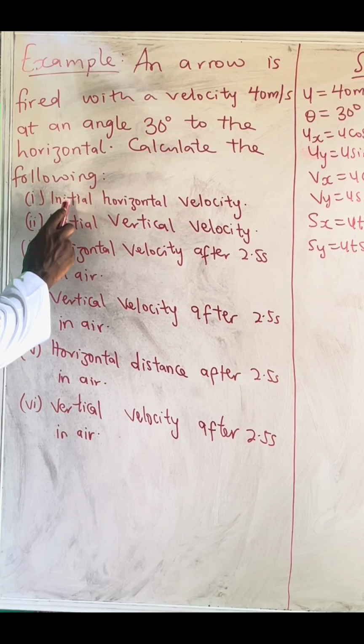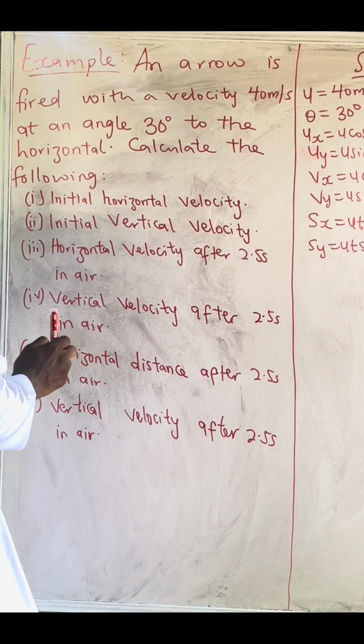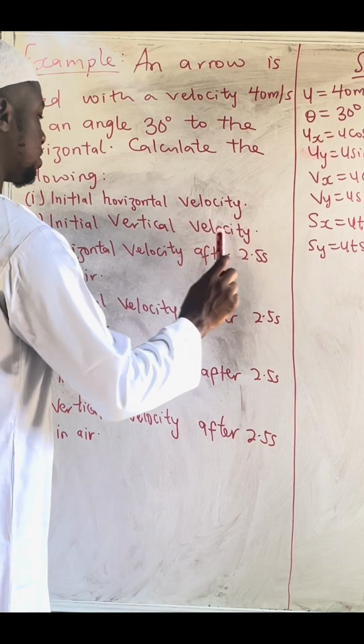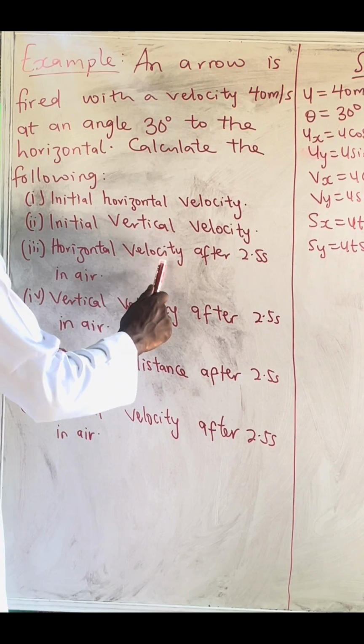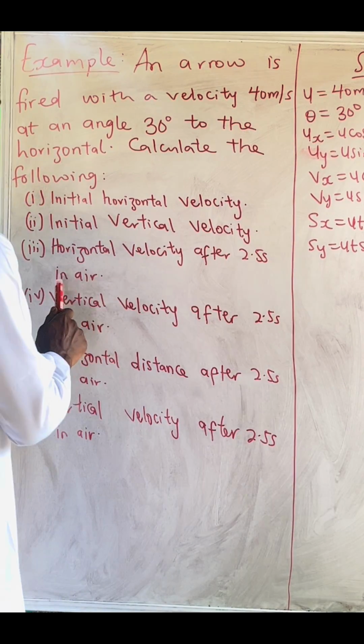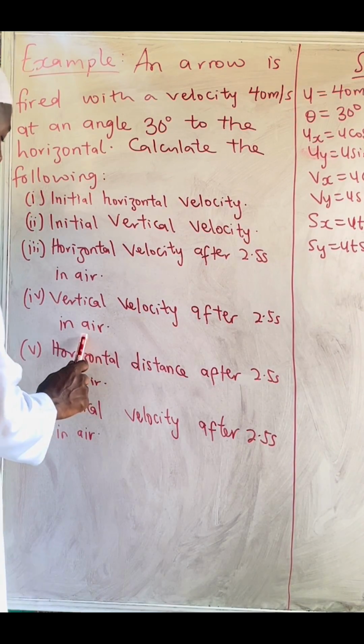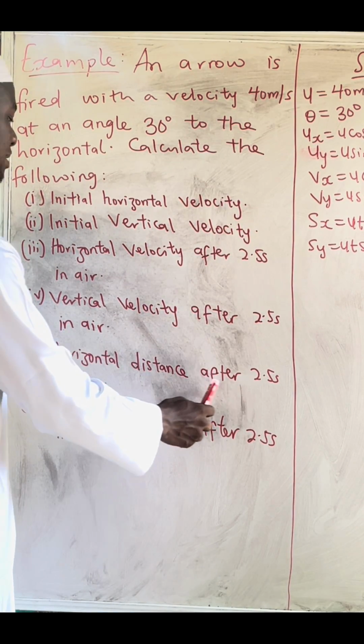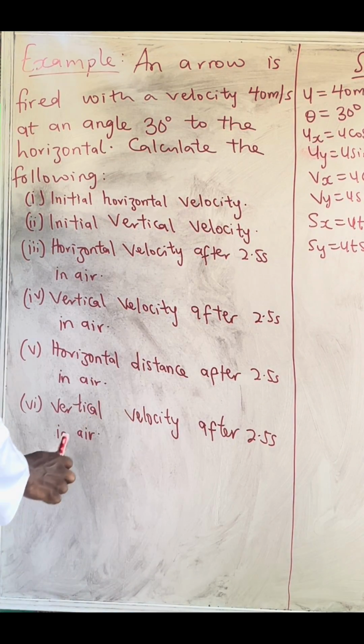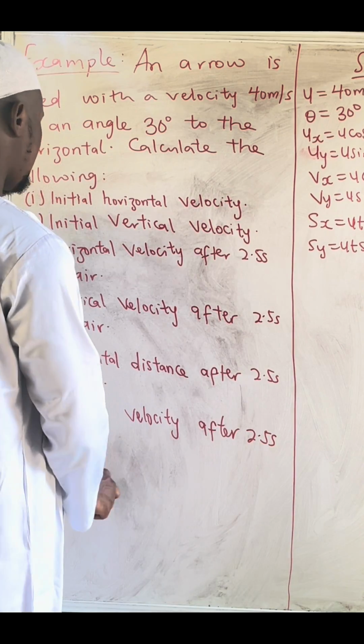It can be initial horizontal velocity or initial vertical velocity. It can be horizontal velocity after 2.5 seconds in air or vertical velocity after 2.5 seconds in air. It can be horizontal distance after 2.5 seconds in air. It can be vertical distance after 2.5 seconds in air.